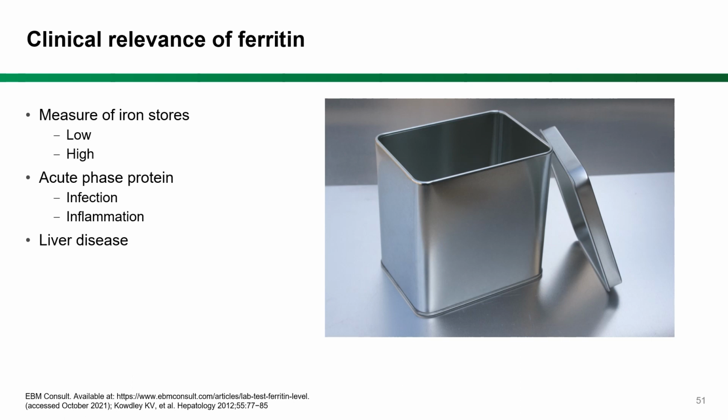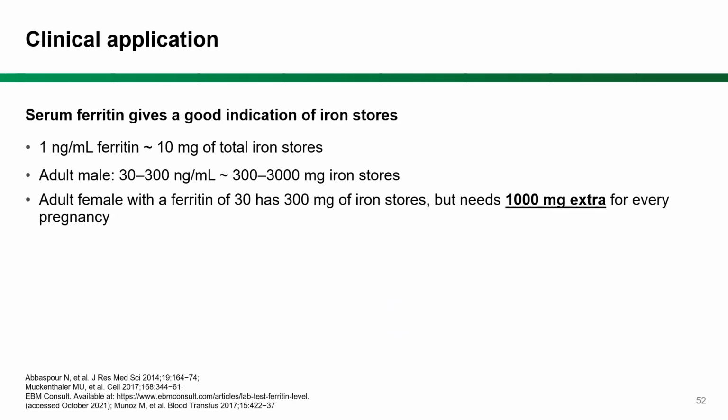Unfortunately, the difficulty with ferritin, of course, is that it is also an acute phase protein and can increase in other situations such as infection, inflammation, or liver disease. So we need to account for that.